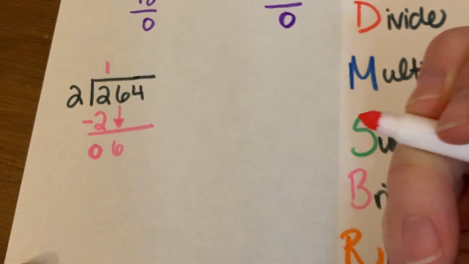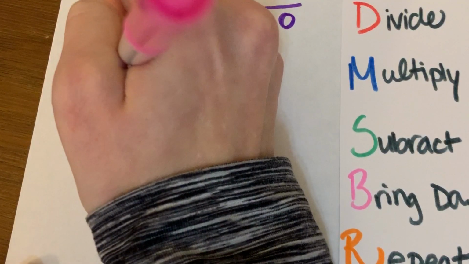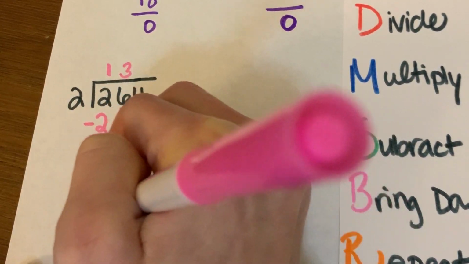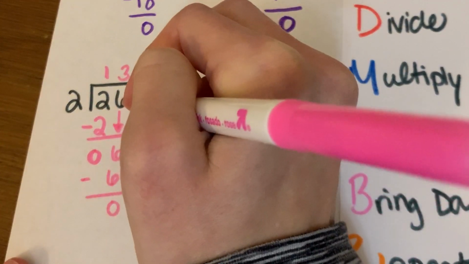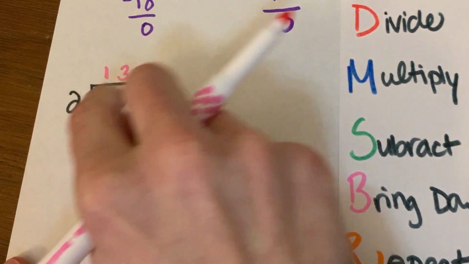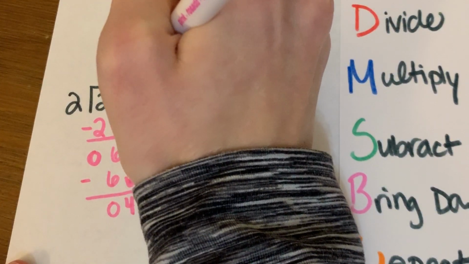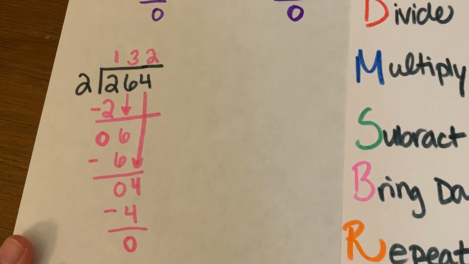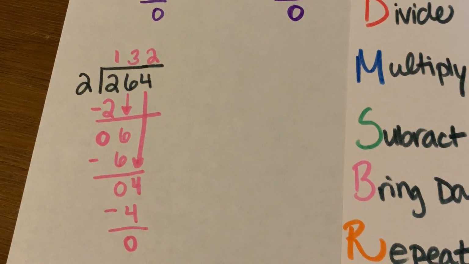2 times what gives me 6? Well, 2 times 3 gives me 6. Take away 6, I have 0. Now, I have another number to bring down, which means I'm going to repeat the process again. 2 times what gives me 4? 2 times 2, subtract the 4, and then I have 0 left over. And I have 132 as my answer.